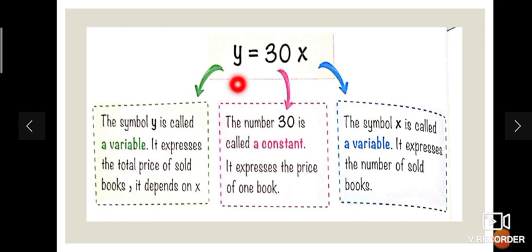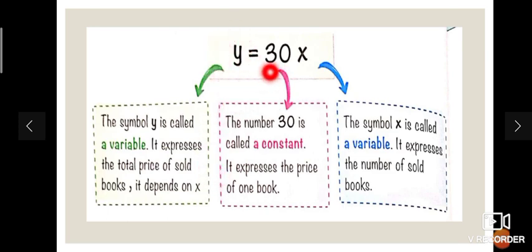Okay, then the relation is y equals 30x. The symbol y is called a variable. It expresses the total price of sold books. It depends on x. Okay, then y is a variable.